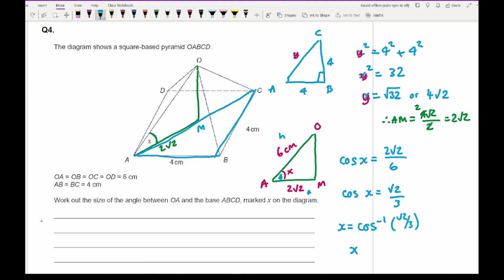And on the calculator, that gives me an answer of 61.8744943. So X equals 61.9, and that's to 1 decimal place.